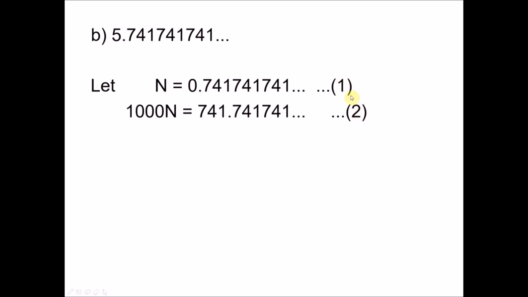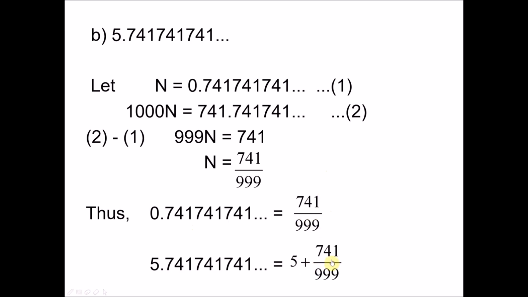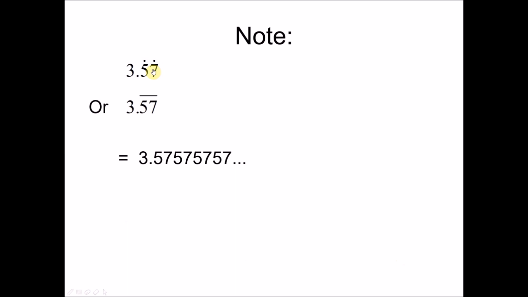Then equation 2 minus equation 1: 1000n minus 1n gives 999n, where again this part is subtracted by this, and it cancels. You get 741 minus 0, which is 741, and n equals 741 over 999. Thus 0.741 equals 741 over 999, but this is not the final answer because remember we have a 5 here. The 5 needs to be added to this. So 5.741 is actually equal to 5 plus this fraction, and you get 5741 over 999. Take note: sometimes recurring decimals can also be written with two dots on top, or with a bar, which indicates which digits are the repeating decimals.